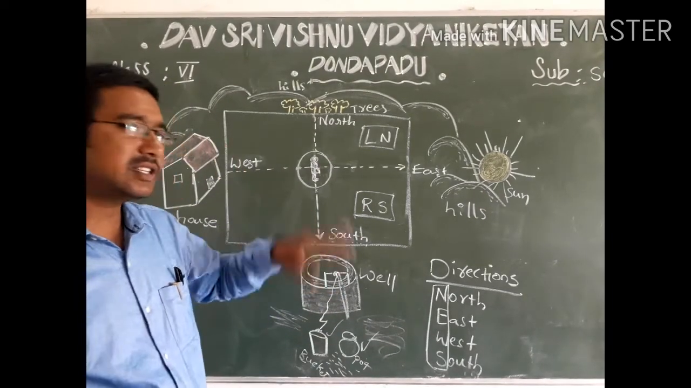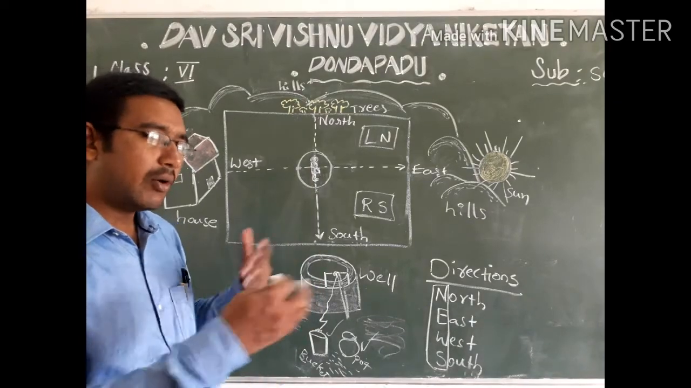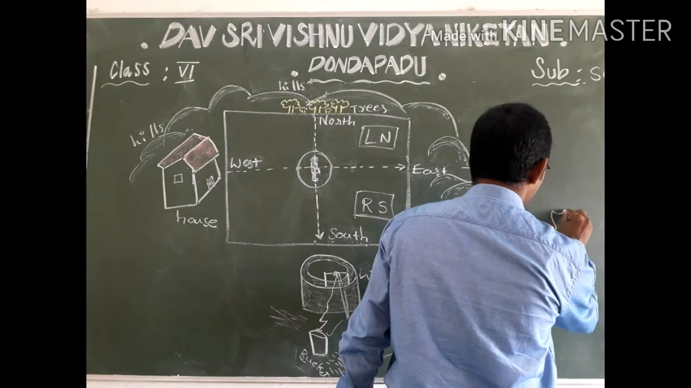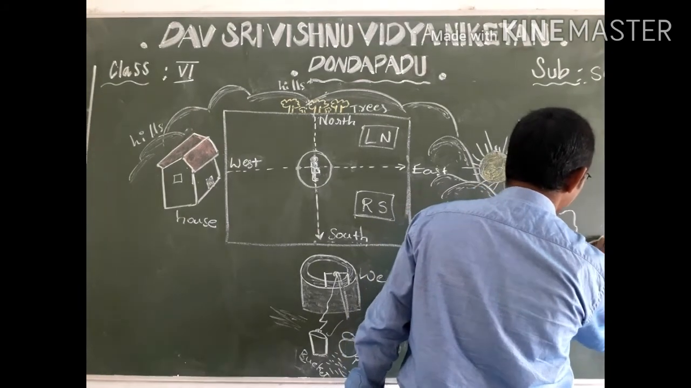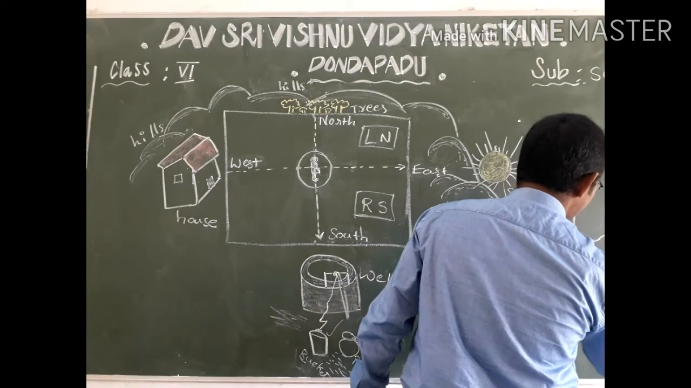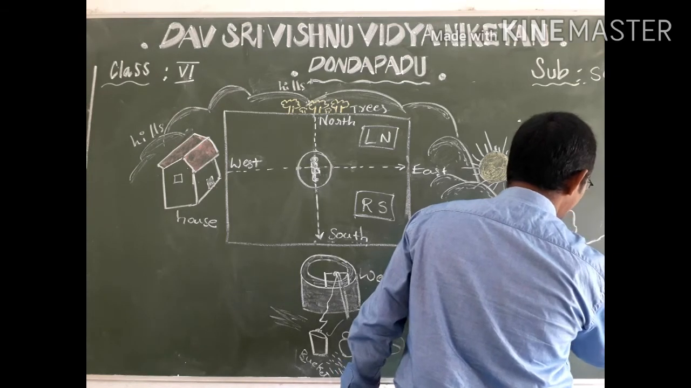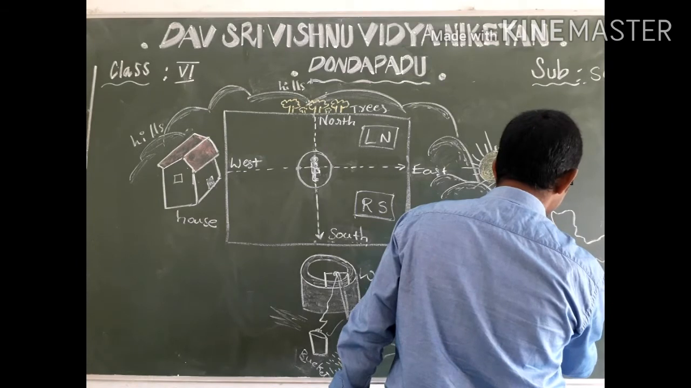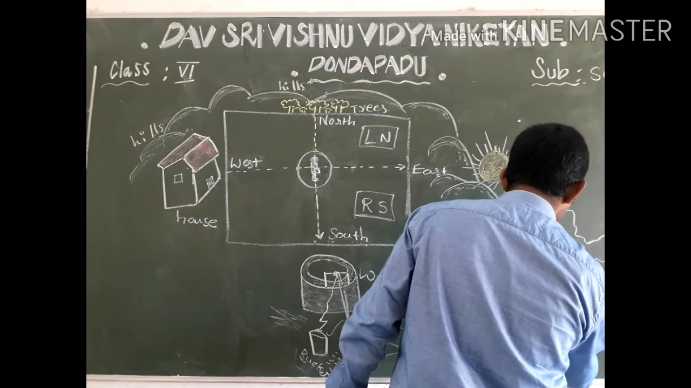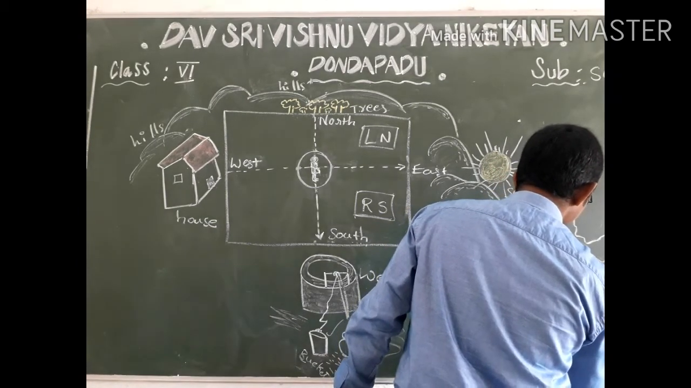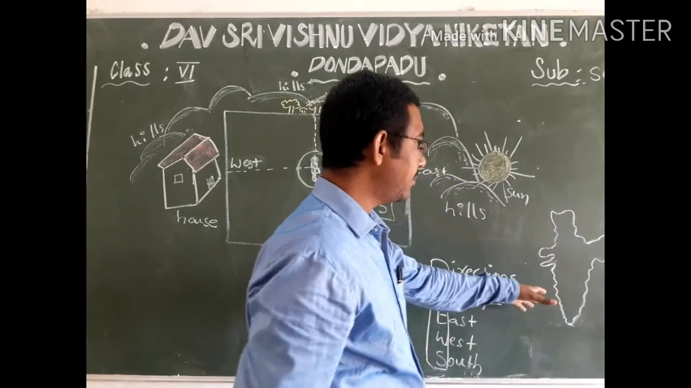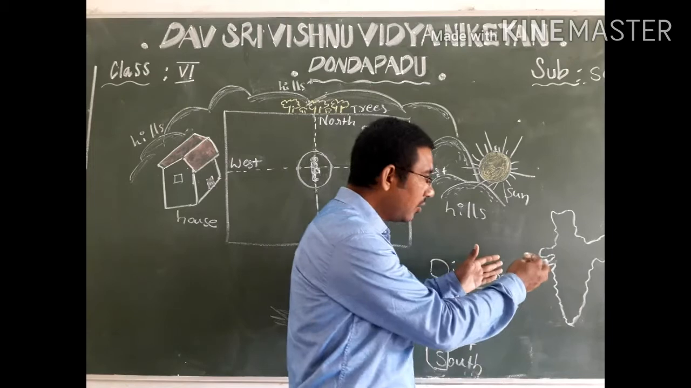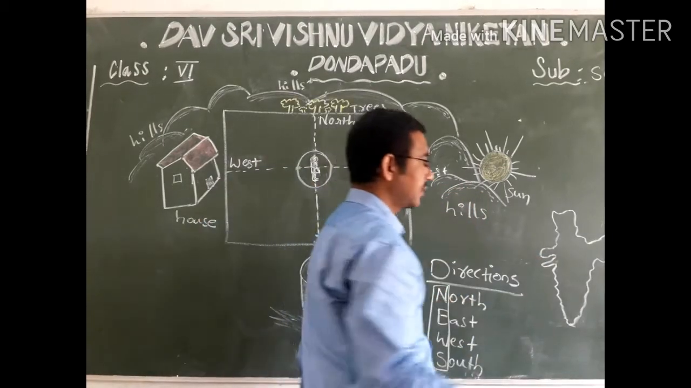So these directions we can discuss in our India. This is the outline India map. So on this outline India map, we can show the directions now.